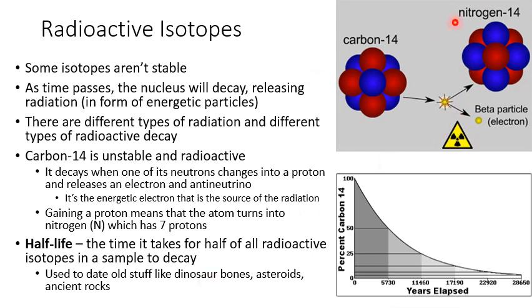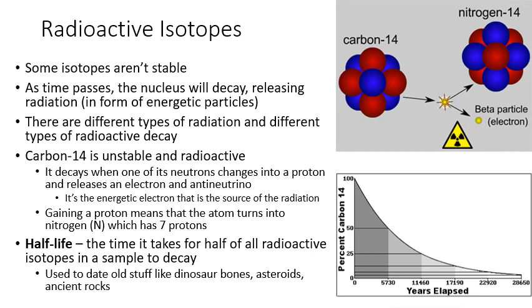This is called beta decay, but you don't need to know that. The importance of this radioactive decay of unstable isotopes is that it lets you date samples of old things. Each one of these radioactive isotopes is going to have a half-life.